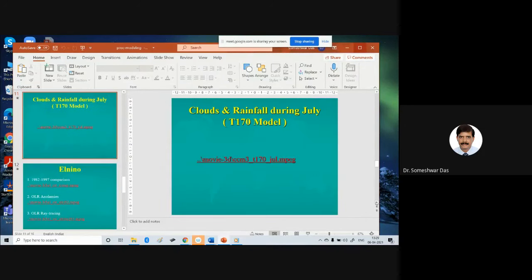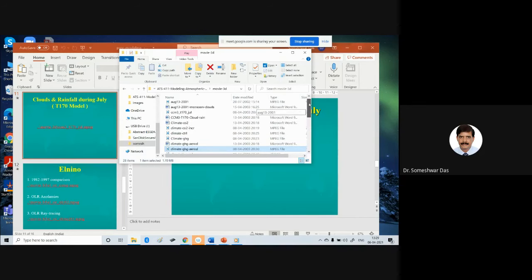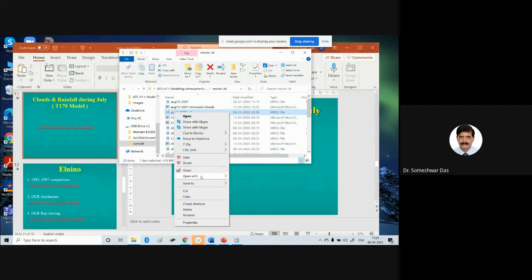Next example: the clouds and rainfall during the month of July using a global spectral model, CCM3. Let me find out where the simulation is. CCM3 TAT, I think this may be the one. Okay, this one. Open with.